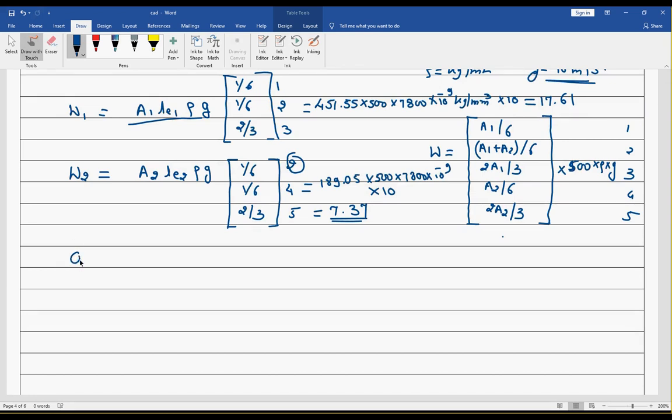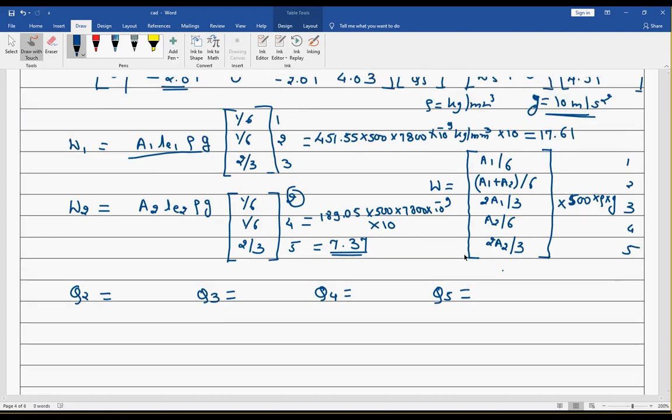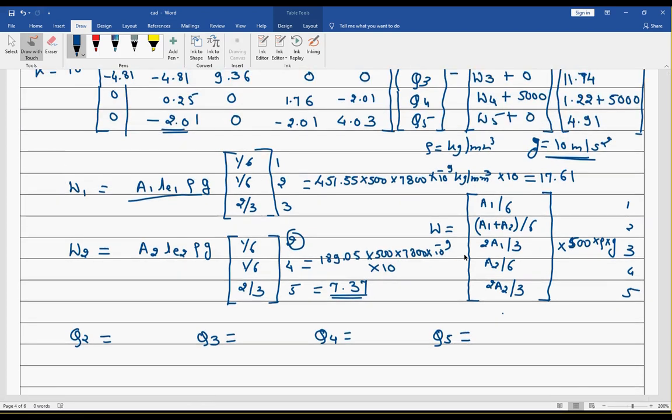So what is Q2, what is Q3, what is Q4, and finally what is Q5. So these are the values I wanted. Just solve this and let me know these values.